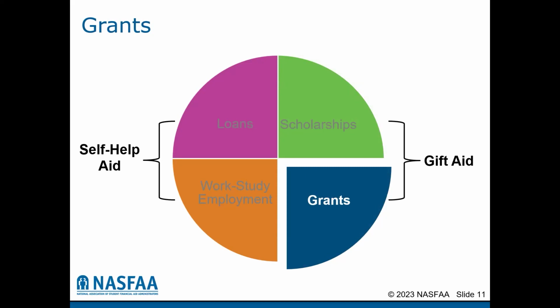Grants are the second category of gift aid. Grants do not have to be repaid. Grant funds are provided on the basis of financial need as calculated using the data retrieved from the FAFSA. Grants may be available through state or federal student aid programs.